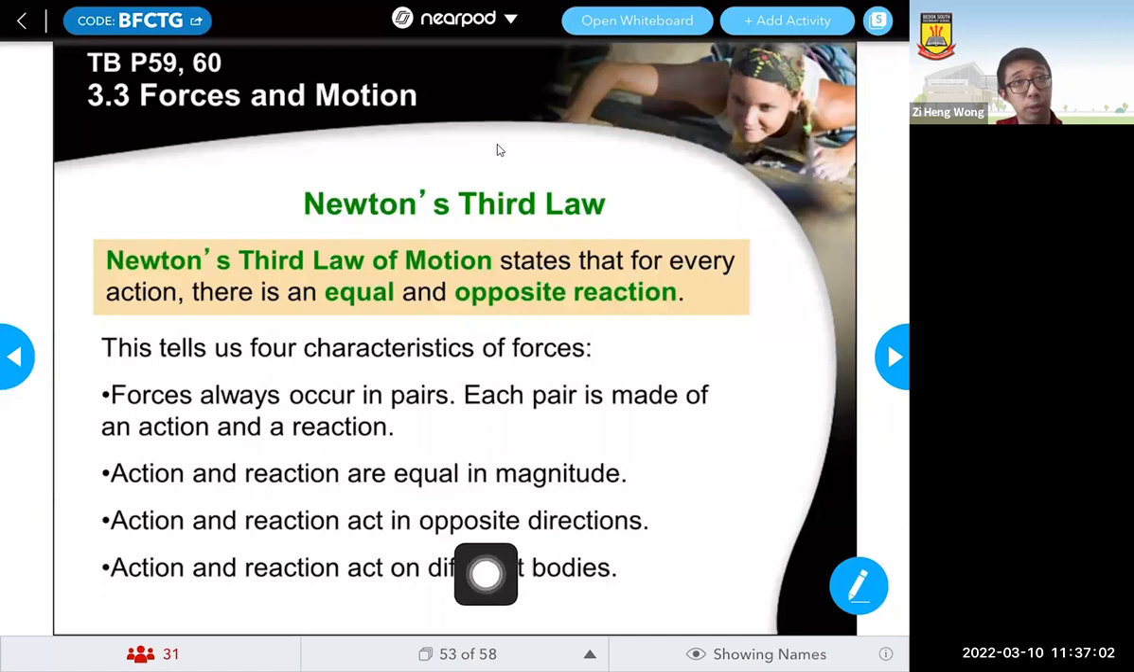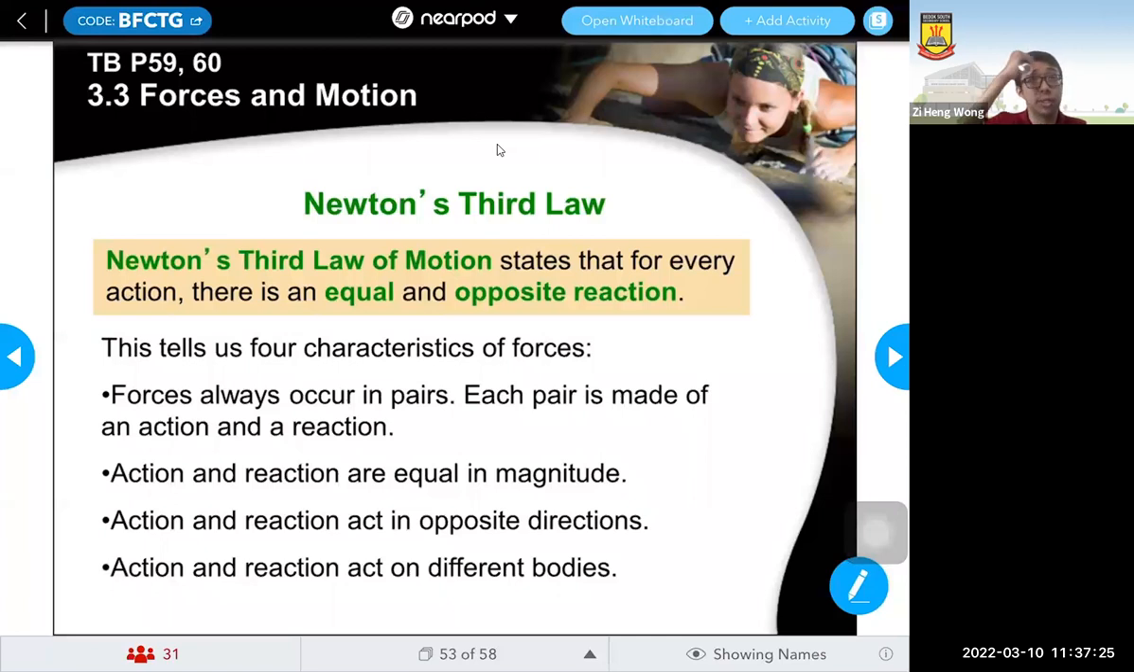And one of the most important things is this. This is the one that guides you whether you can understand what is going on or not. The action and reaction act on different bodies. So far, when we were talking about forces acting on an object, we were only talking about the forces acting on that one object, for example, the car. What are all the forces acting on the car?